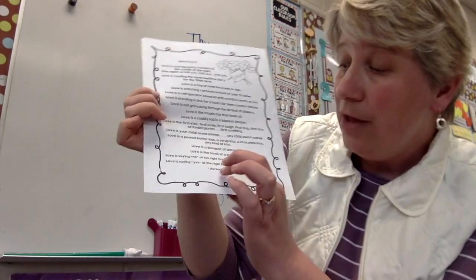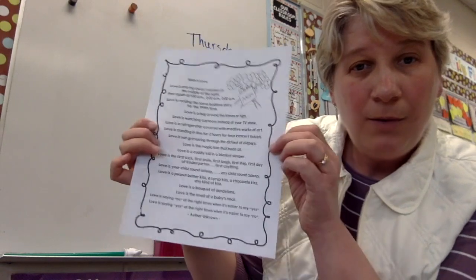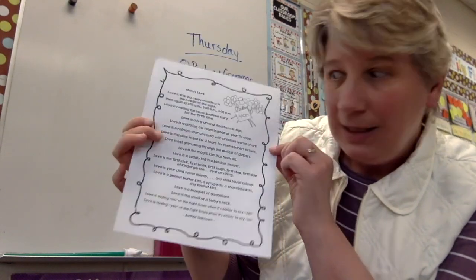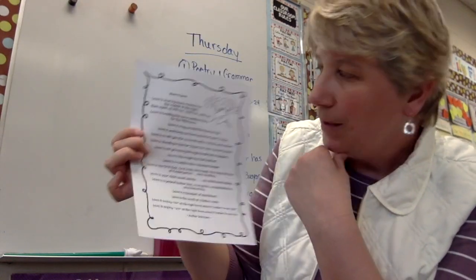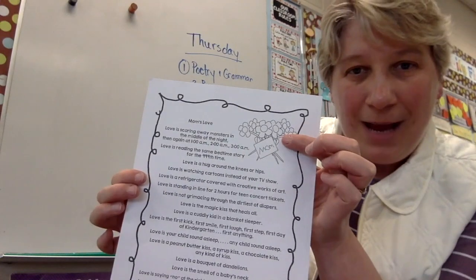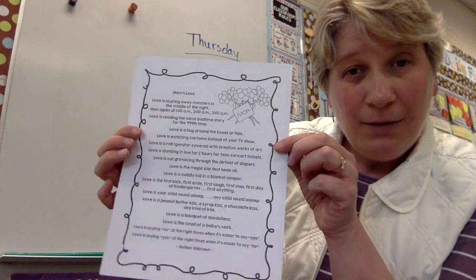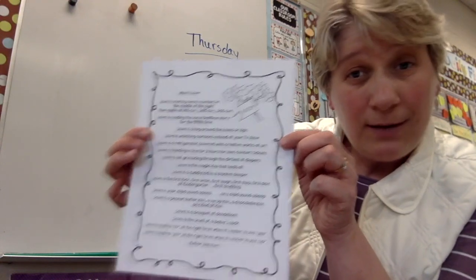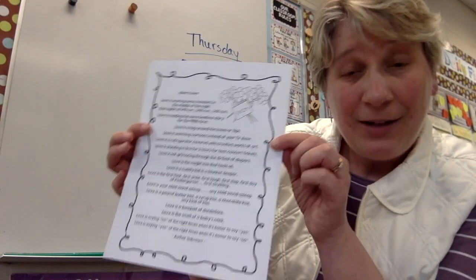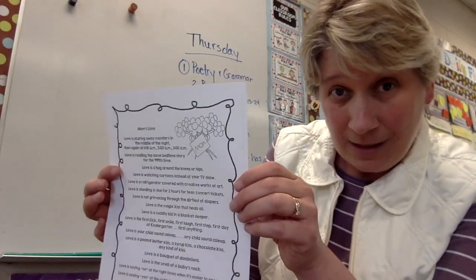And at the bottom it says author unknown. The person who wrote the poem didn't want people to know they wrote it, so they left their name off there, so we don't know who wrote it. So here it shows a bouquet of flowers with mom. You can color that, and you could add other things that remind you of your mom, or just decorate it really pretty with hearts and smiles and stars if you want. You can add that to your poetry folder as well.